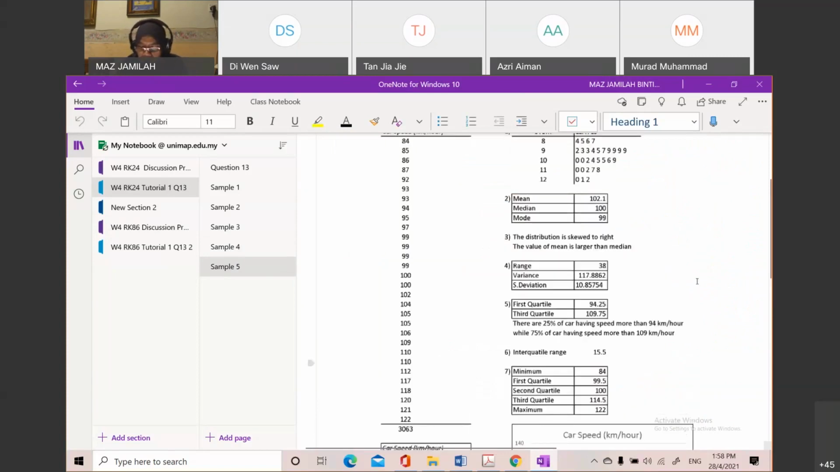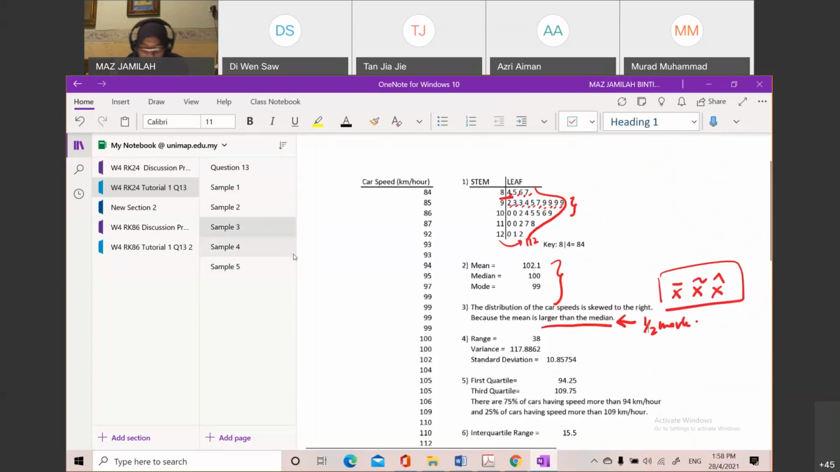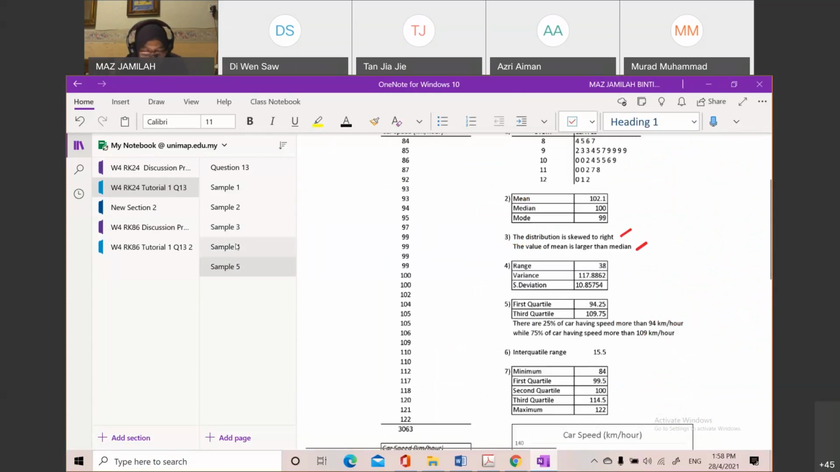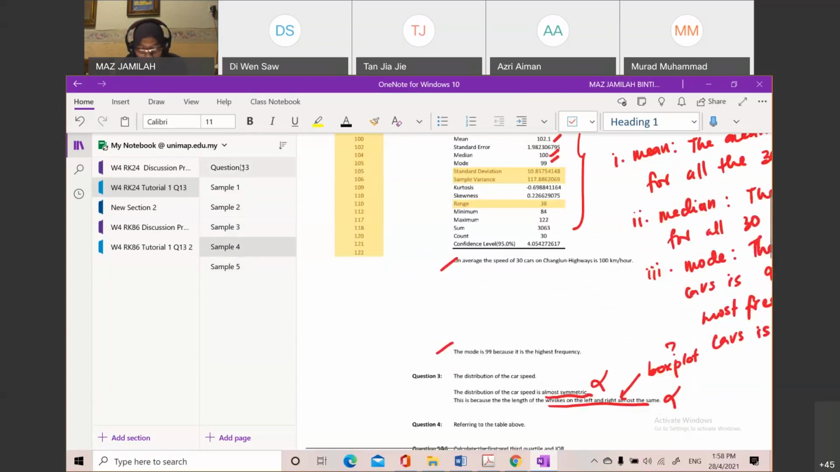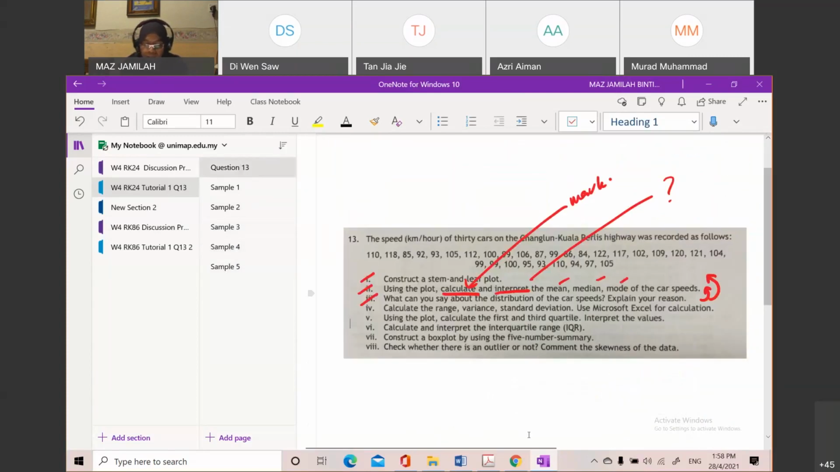Sample number 5, the distribution is skewed to the right because the mean is larger than the median. I guess this student, sample number 5 and sample number 3, discussed together and got the same answer. So that will be question number 3. What about question number 4?